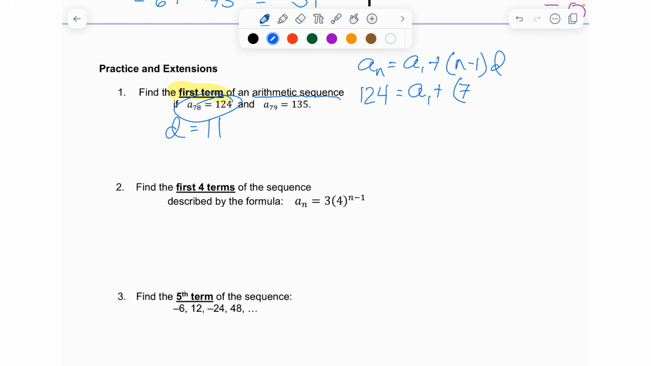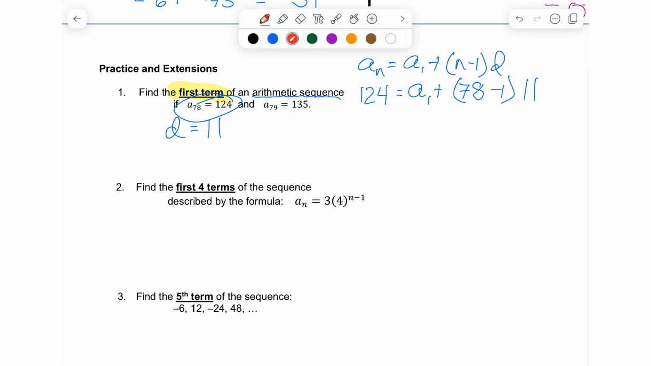Well, that means that I can plug 78 in for n, right? Now, just so we don't miss it, I don't know what the first term is, so I'm going to have to put an a sub 1 in that spot. But the whole point here is that I do know a lot. I know the 78th term. I can put in 124. I can put in 78. And the only thing left is this common difference of 11, right? And of course, I found that, and I can plug that in.